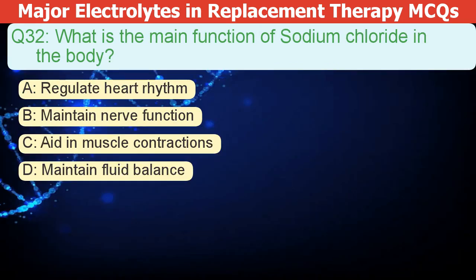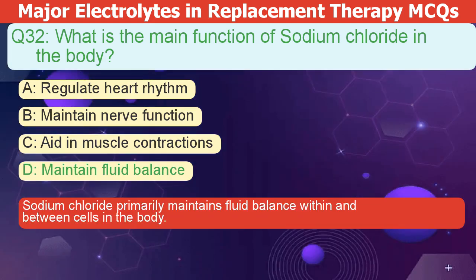What is the main function of sodium chloride in the body? A. Regulate heart rhythm. B. Maintain nerve function. C. Aid in muscle contractions. D. Maintain fluid balance. The correct answer is D. Sodium chloride primarily maintains fluid balance within and between cells in the body.